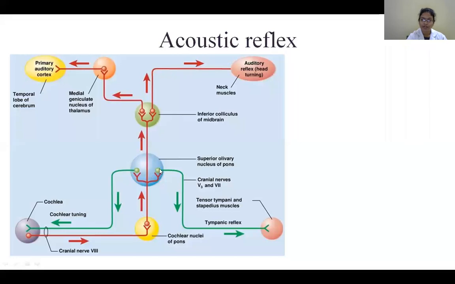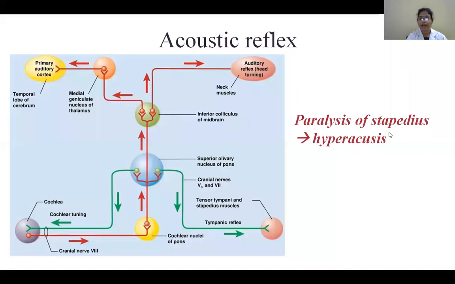From the superior olivary complex arise efferents. Now, efferents will go to both the fifth cranial nerve as well as the seventh cranial nerve. Now, fifth cranial nerve supplies tensor tympani, whereas seventh cranial nerve supplies stapedius muscle. So, as you know, stapedius muscle is more involved in attenuation reflex. So this is how the whole reflex arc occurs. So whenever there is affection of the facial nerve, there will be paralysis of stapedius, and because of which the person will have hyperacusis.